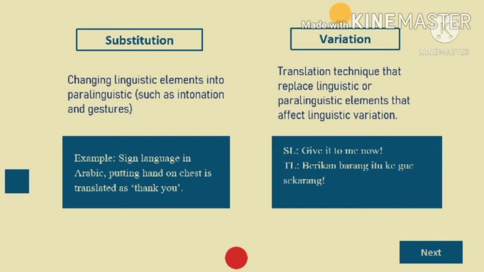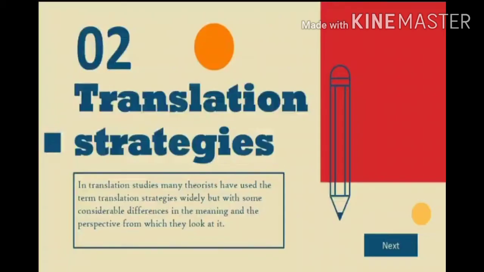Okay, and the last is variation. Translation technique that replace linguistic or paralinguistic elements that affect linguistic variation. For the example, give it to me now, translated to berikan barang itu ke gue sekarang.